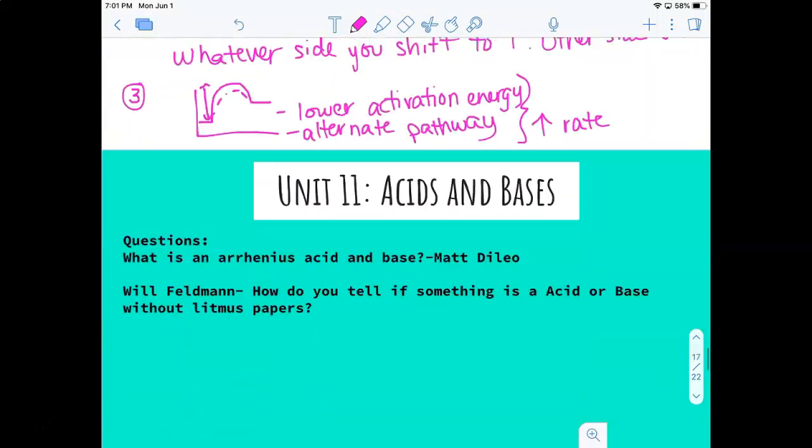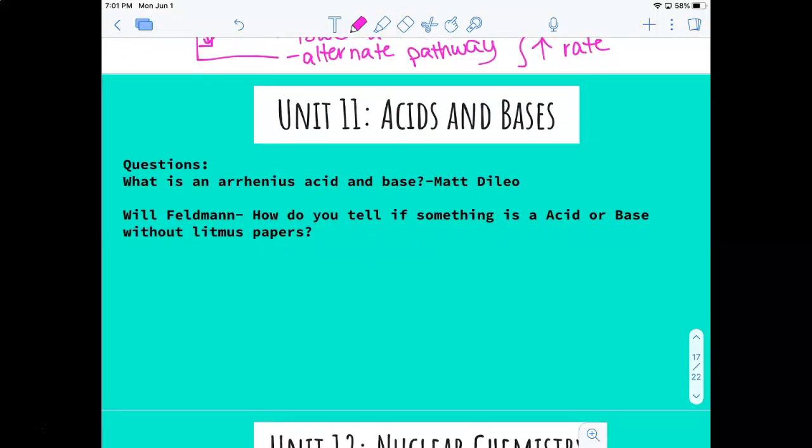Okay, acids and bases. I'm going to do this right on this page. Arrhenius acid: you want to look for something that makes hydrogen ions or hydronium ions in solution. That's a fancy way of saying it. An easy way to pick out an Arrhenius acid is that it has an H in the front of the molecule. So anything with an H in front, you can say is an Arrhenius acid.